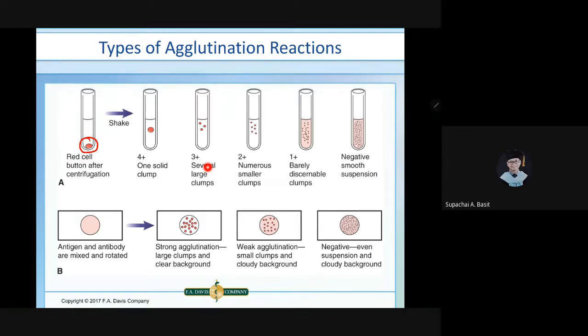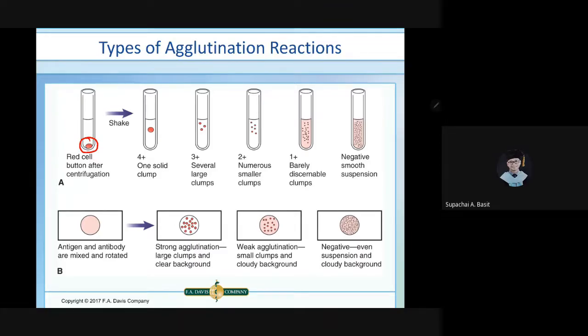And then you can shake the tube. If there's one solid clump, that would be graded as +4. If there are several large clumps, that would be graded as +3. If there are numerous smaller clumps, that would be graded as 2+. Barely discernible clumps would be graded as +1. Negative means there's a smooth suspension. So you can actually shake the tube and then interpret the clumping.